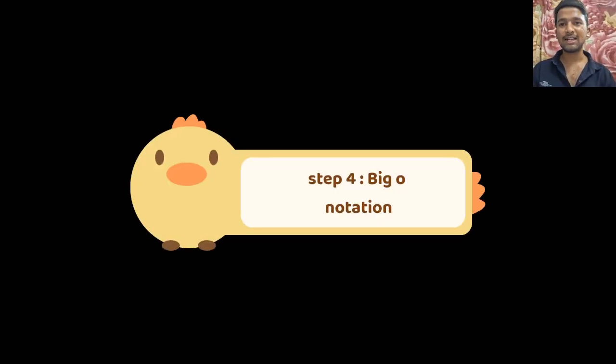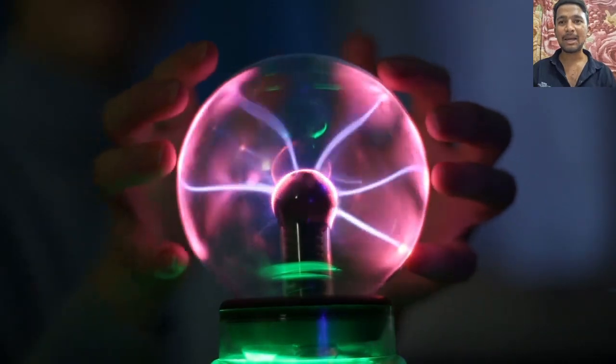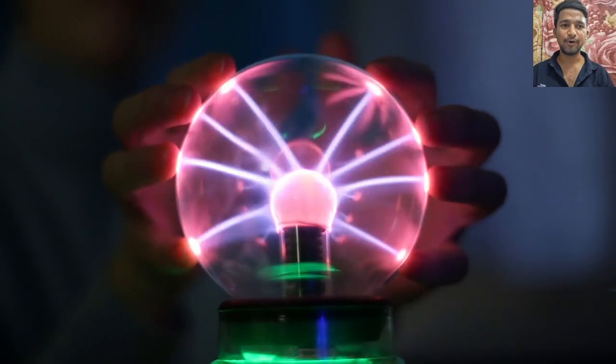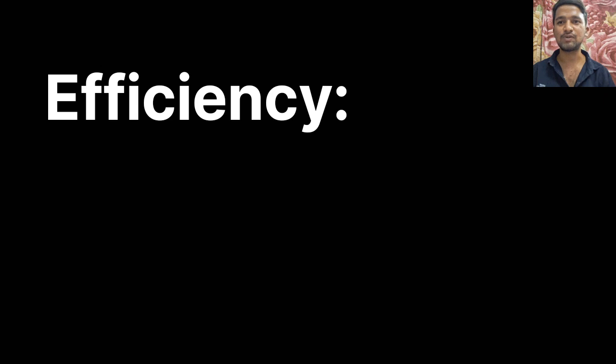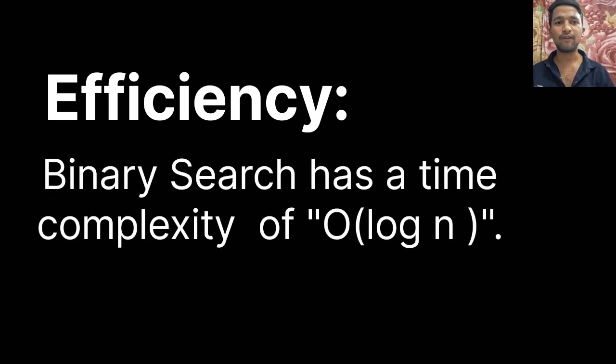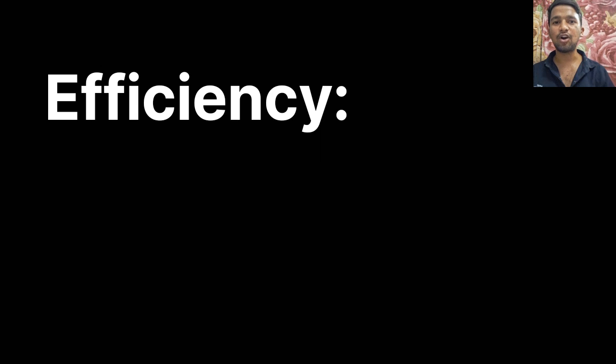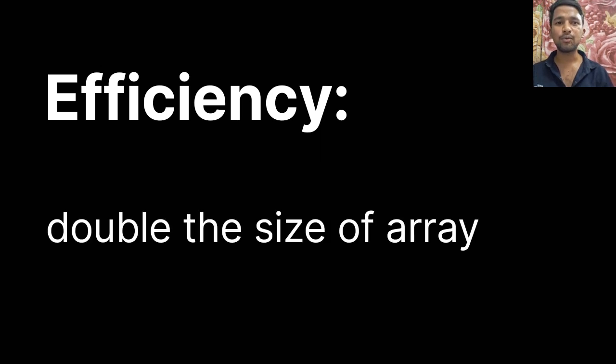Now moving on to the next step, which is big O notation. Time for some math magic. Let's talk about the efficiency of binary search using big O notation. Binary search has a time complexity of O of log n. This means that even if we double the size of our array, it only takes a few more steps to find the target. This is super cool, isn't it?